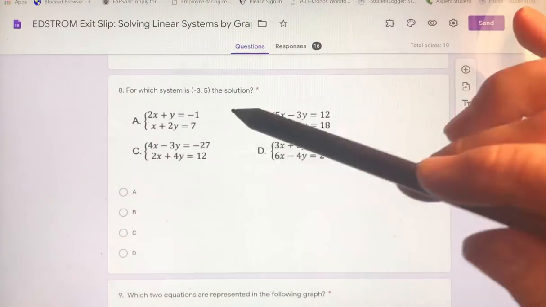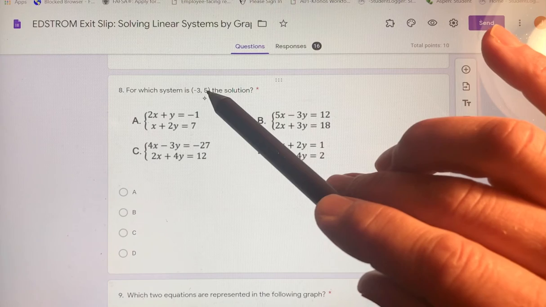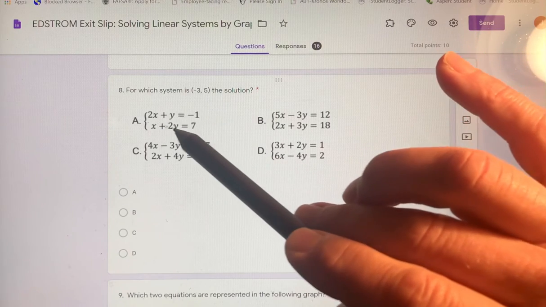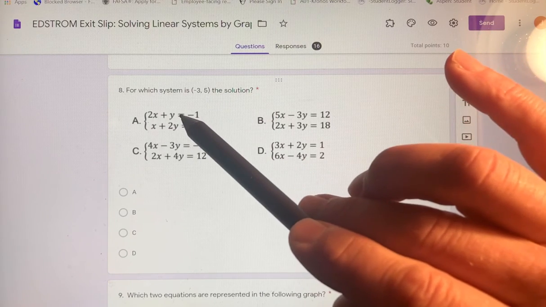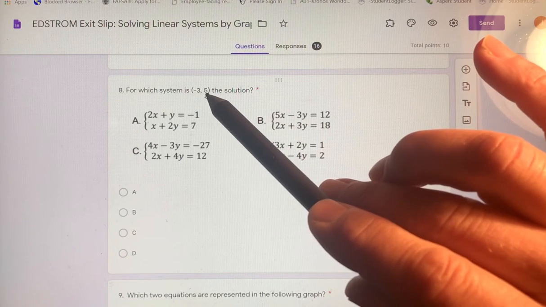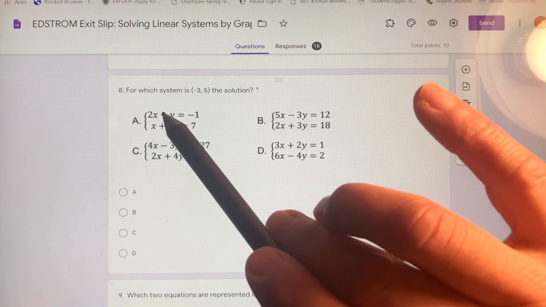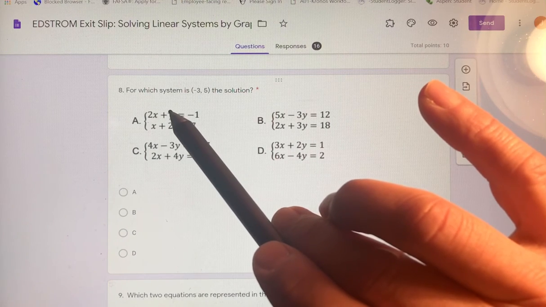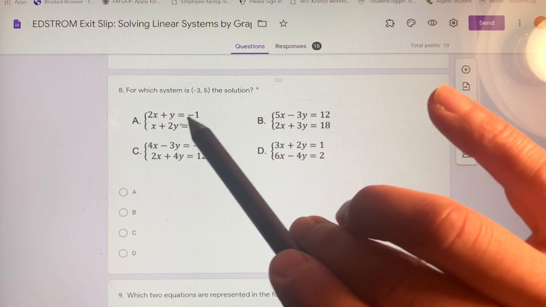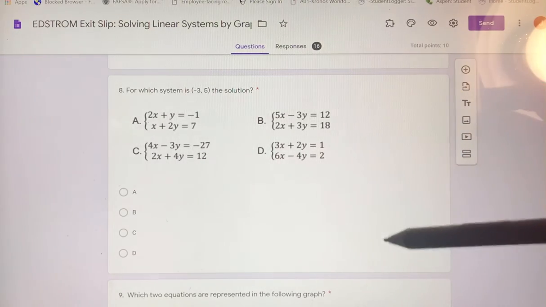In number 8, we want to find out which system of equations (-3, 5) is the solution for. And when we substitute these values in, the only system where both equations are true is letter A.